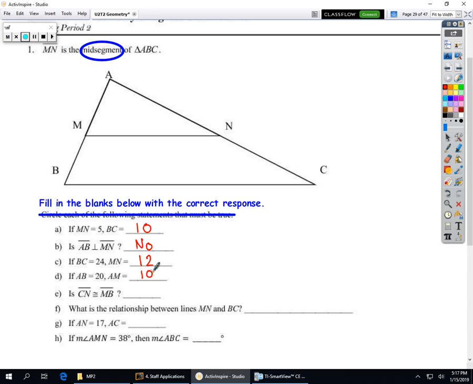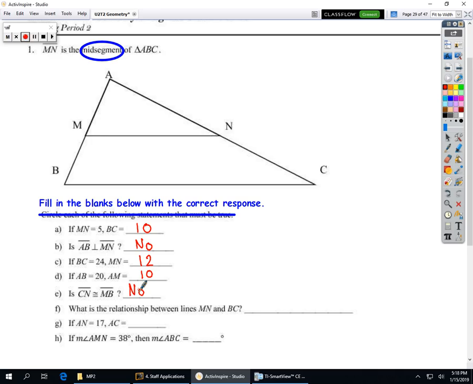Is CN congruent to MB? Are these two congruent? Just because they're on opposite sides doesn't mean they are congruent. Not necessarily. There may be a certain case where they are, but most of the time they are not.